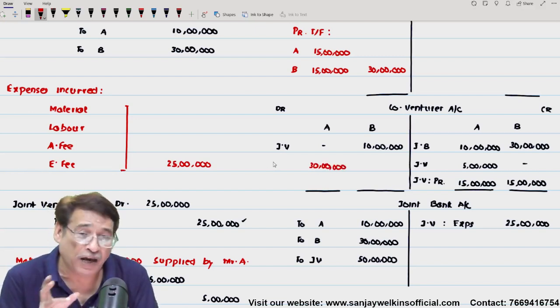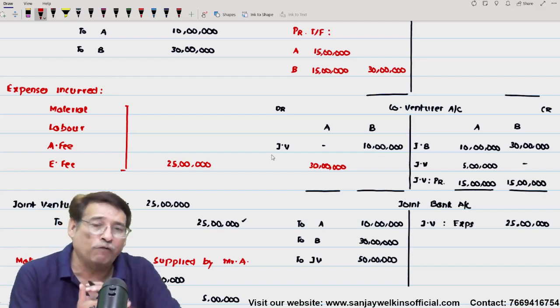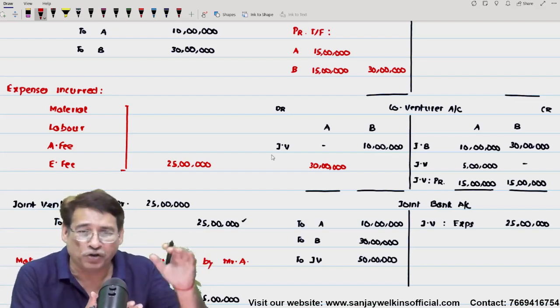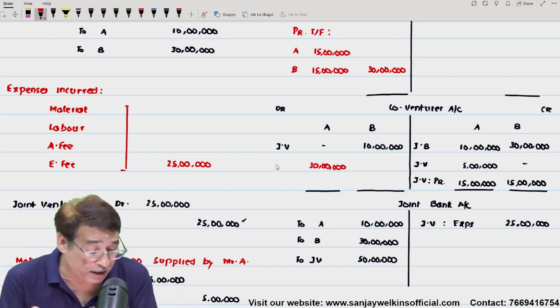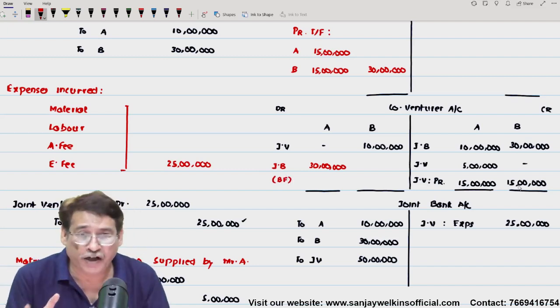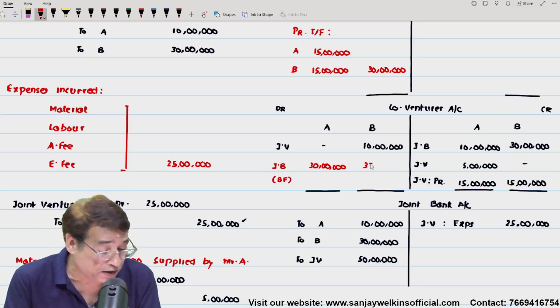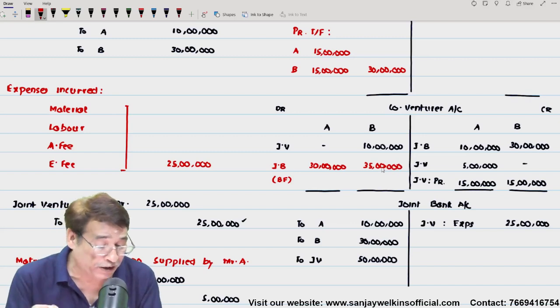So after the end of the co-ventureship, whatever balance will be there in the co-venturer account, the accountant will pay the co-venturer that respective balance. So the entry will be A account debit to joint bank account. It is also known as final payment. Similarly, total of credit side of B is 45 lakh minus 10 lakh. The balance is 35 lakh. So Mr. B will be paid 35 lakh from joint bank.